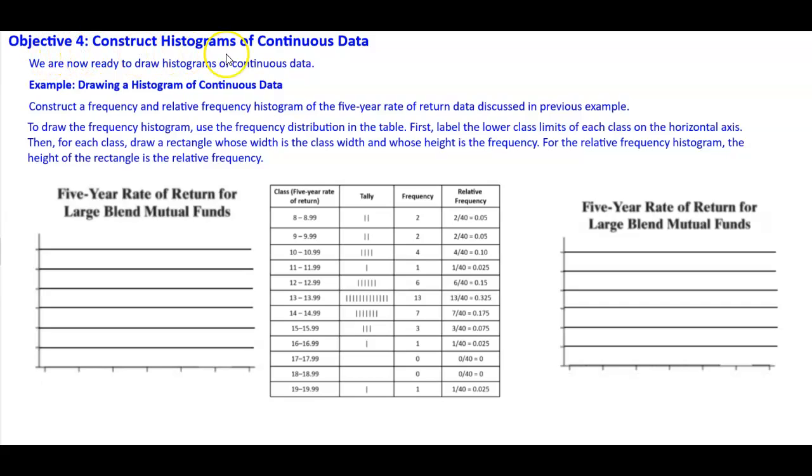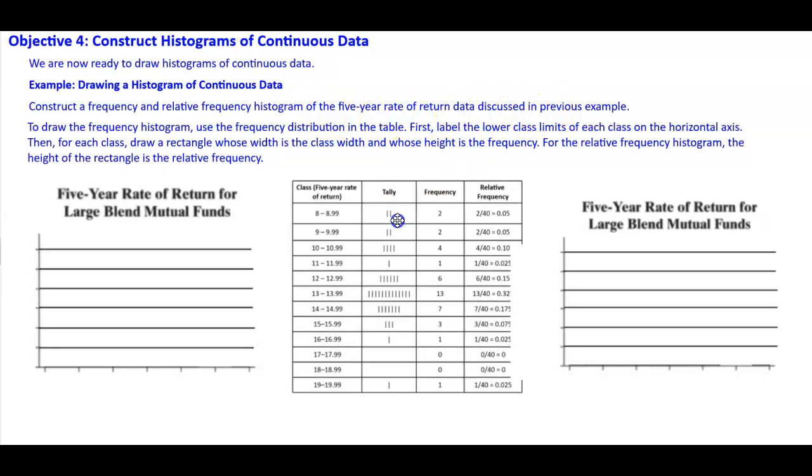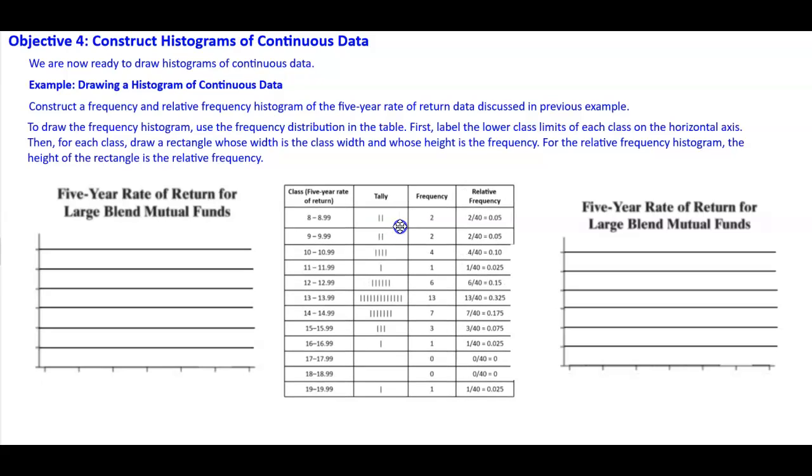Objective 4. Construct histograms of continuous data. We are now ready to draw histograms of continuous data. For example, we're going to construct a frequency and relative frequency histogram of the 5-year rate of return data discussed in the previous example. And this is what we got from the previous example.